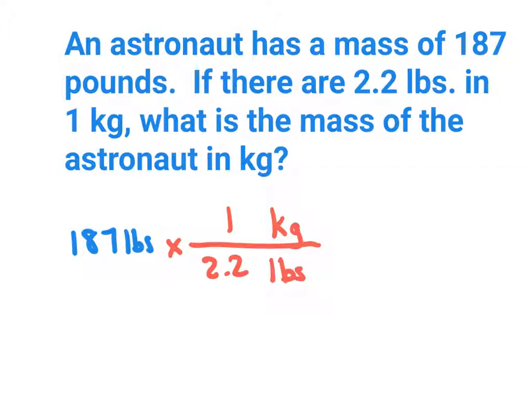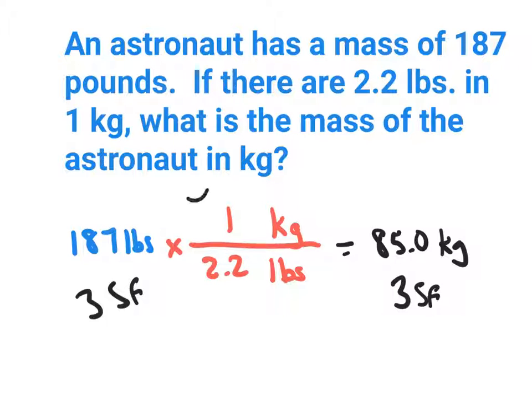And then I can solve it. 187 times 1 is 187. When I divide it by 2.2, I get 85.0 kilograms. And once again, 3 sig fig here, 3 sig fig here. This has infinite sig fig because it's a conversion factor. And I know there are 85.0 kilograms in 187 pounds.